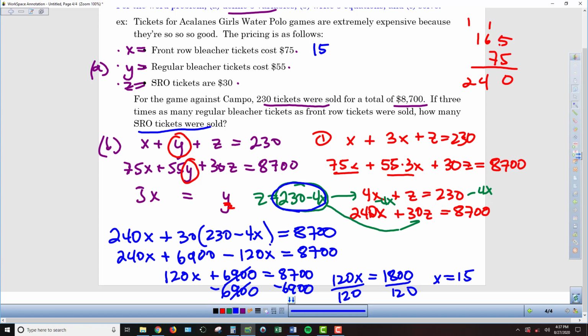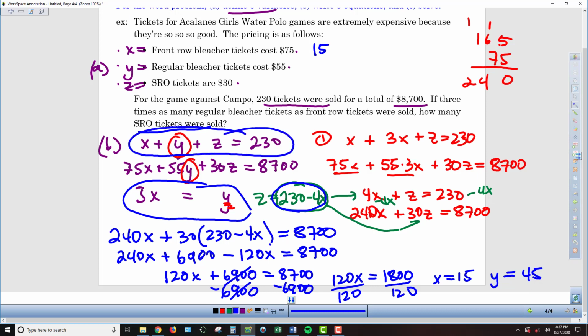We're asked to find how many standing room only tickets were sold, so we eventually need to figure out what z is, but we're going to have to figure out what y is first. So I've got 3x equals y, so y is going to be equal to 3 times 15, so that's 45. And so my easiest pathway is to come up here to this equation, and then I can say 15 for x plus 45 for y plus z has to equal 230. And so then 15 plus 45 is 60.